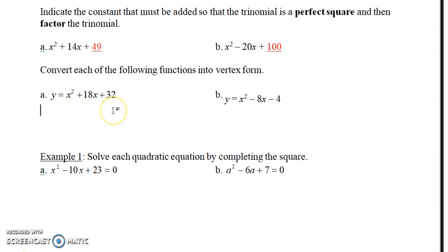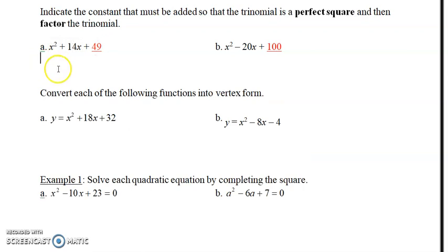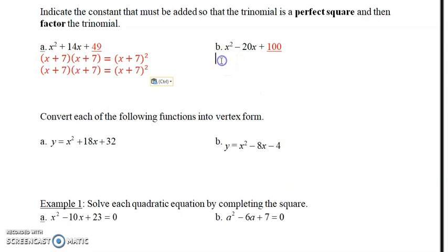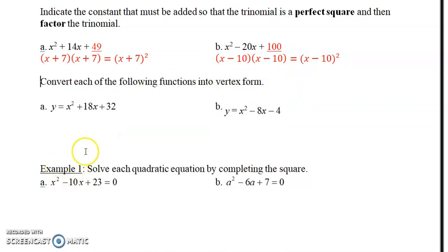So remember the first one here, we'll factor these like I mentioned, I do apologize. So factor that, we'd have x plus 7, x plus 7, equals x plus 7 all squared, right? And we'll do the b part over here, and we'll do the same thing. I'm going to cheat here, make it minus 10, and minus 10, and obviously minus 10 squared, as you guys are aware.